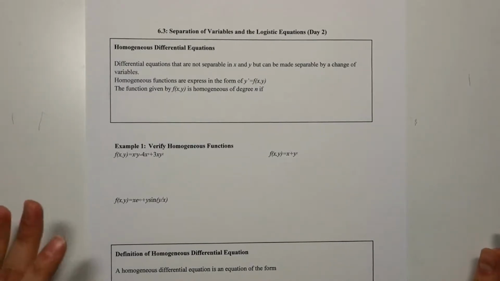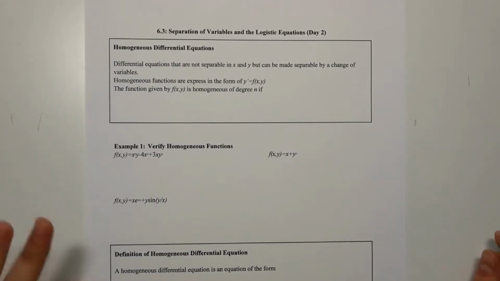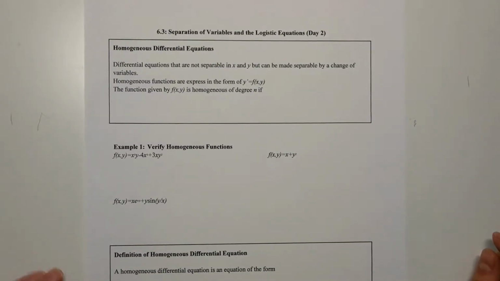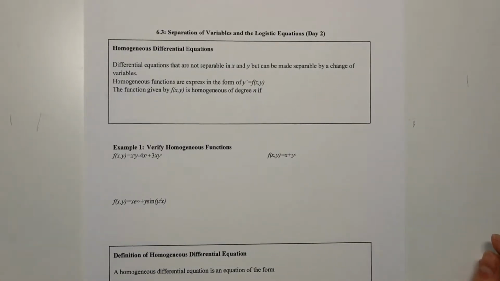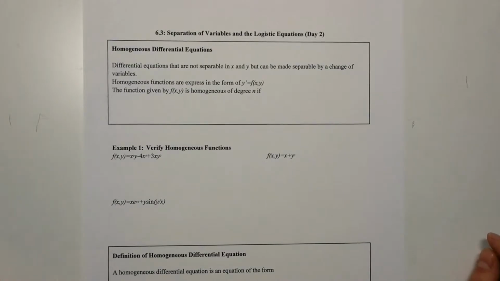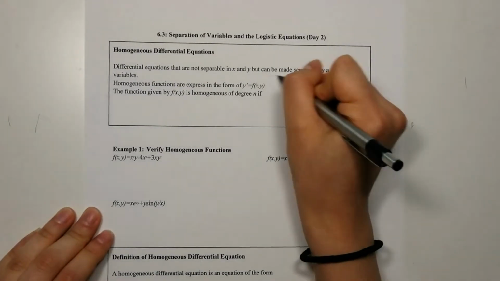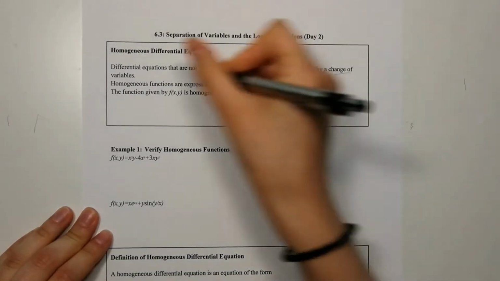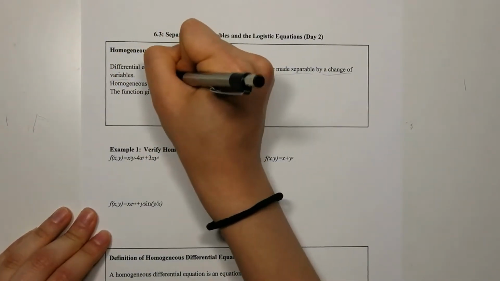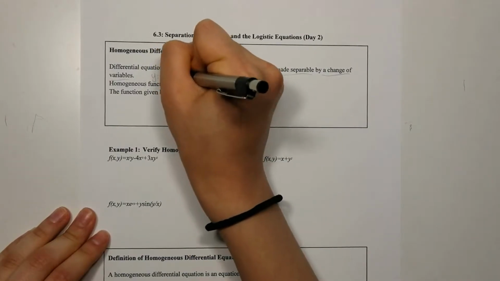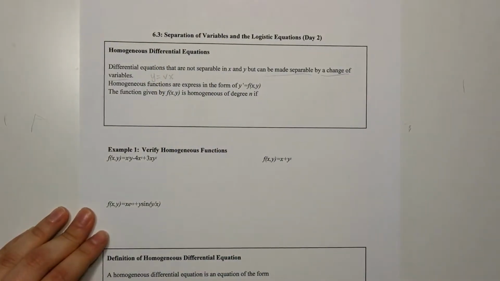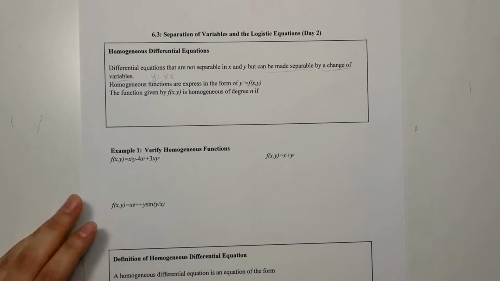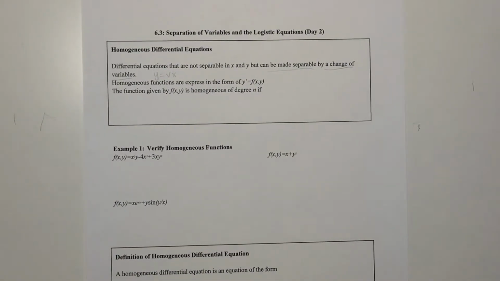So today, homogeneous differential equations is one of those times where you can't really separate them in terms of x and y, but it can be made separable by a change of variables. And by a change of variables, we usually mean y equals vx. So substituting y with vx, and we'll talk a little bit more about it in example 3.